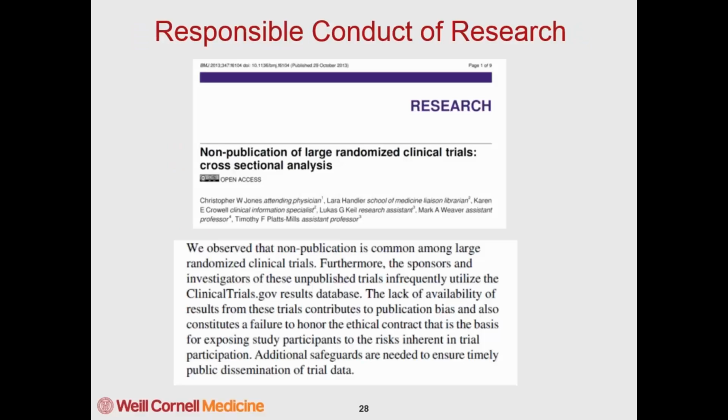This is, again, a recent study about the non-publication of large randomized clinical trials. This is a study evaluating trials before and after the requirement to publish in clinicaltrials.gov. And as you see, the results: we observed that non-publication is common among large randomized clinical trials. The idea was that once we had the obligation to publish the clinical trials in clinicaltrials.gov, non-publication would go down. And this actually questions that. The lack of availability of results from these trials contributes to publication bias and also constitutes a failure to honor the ethical contract that is obviously the basis for exposing people to risks.